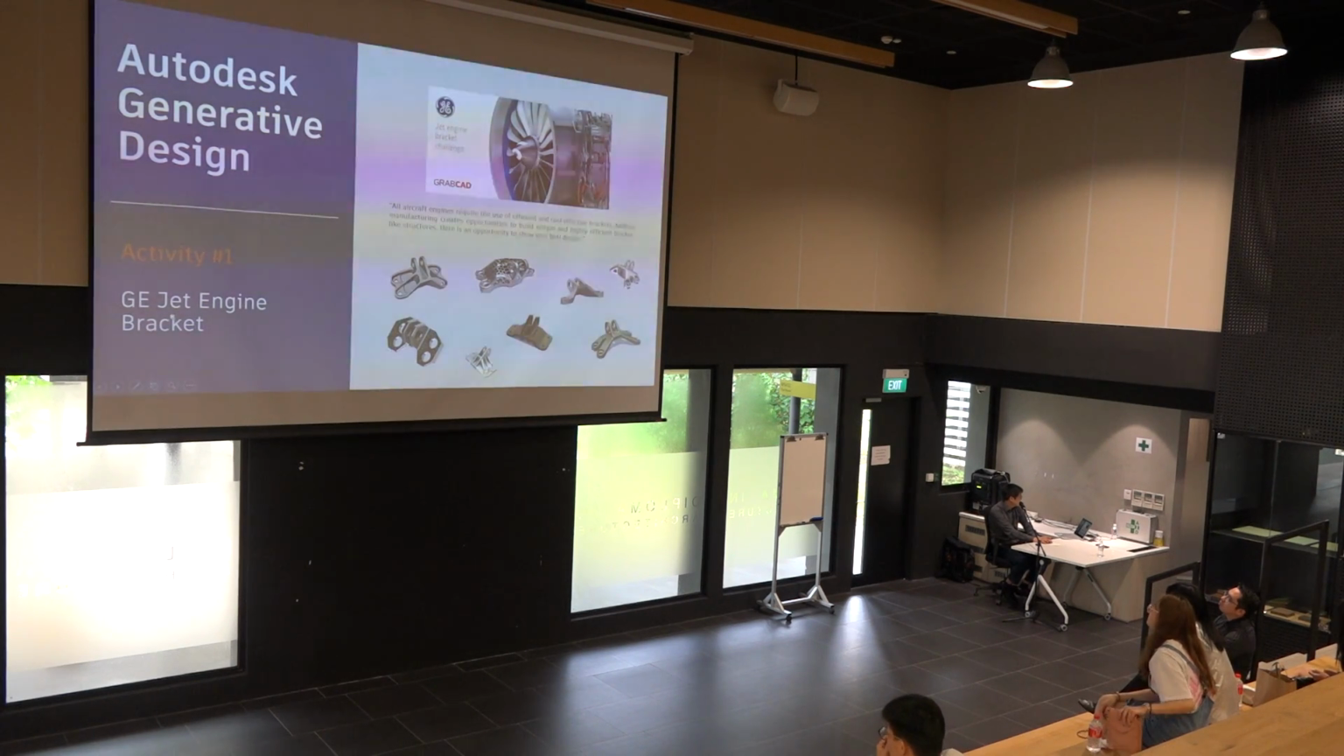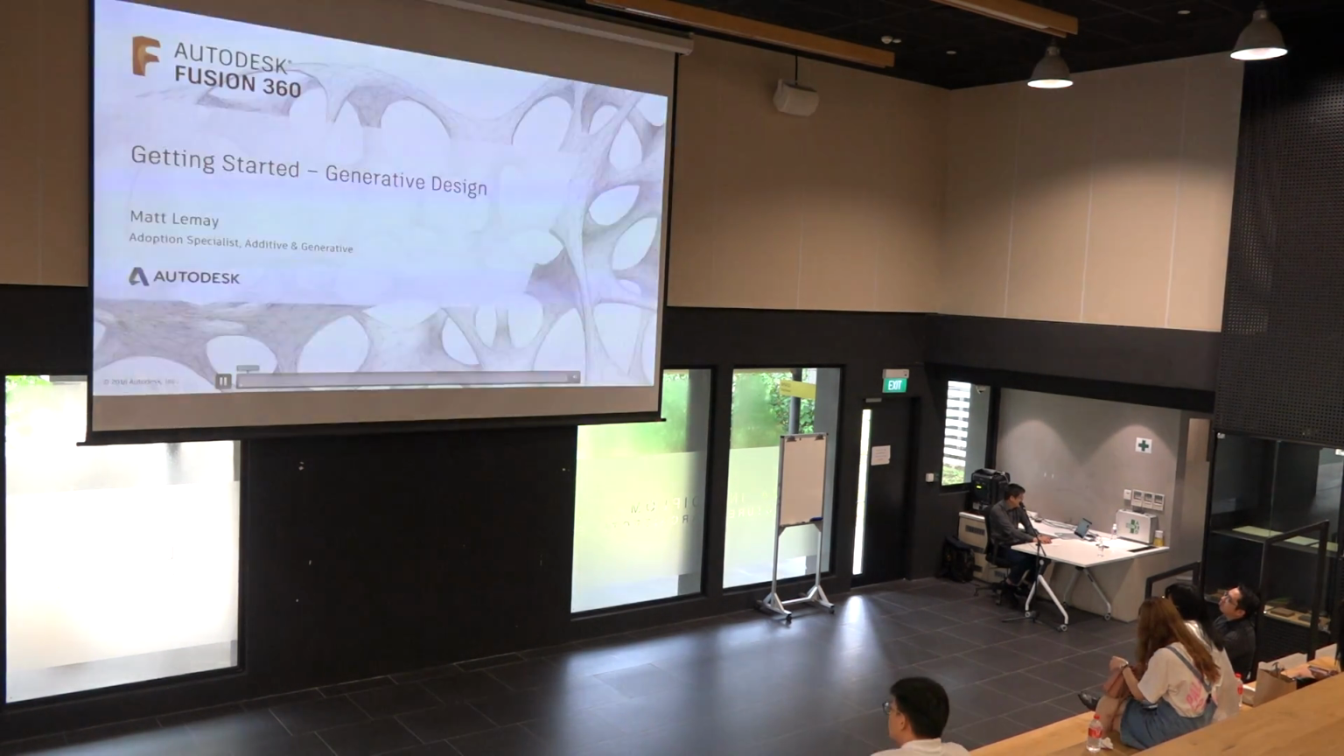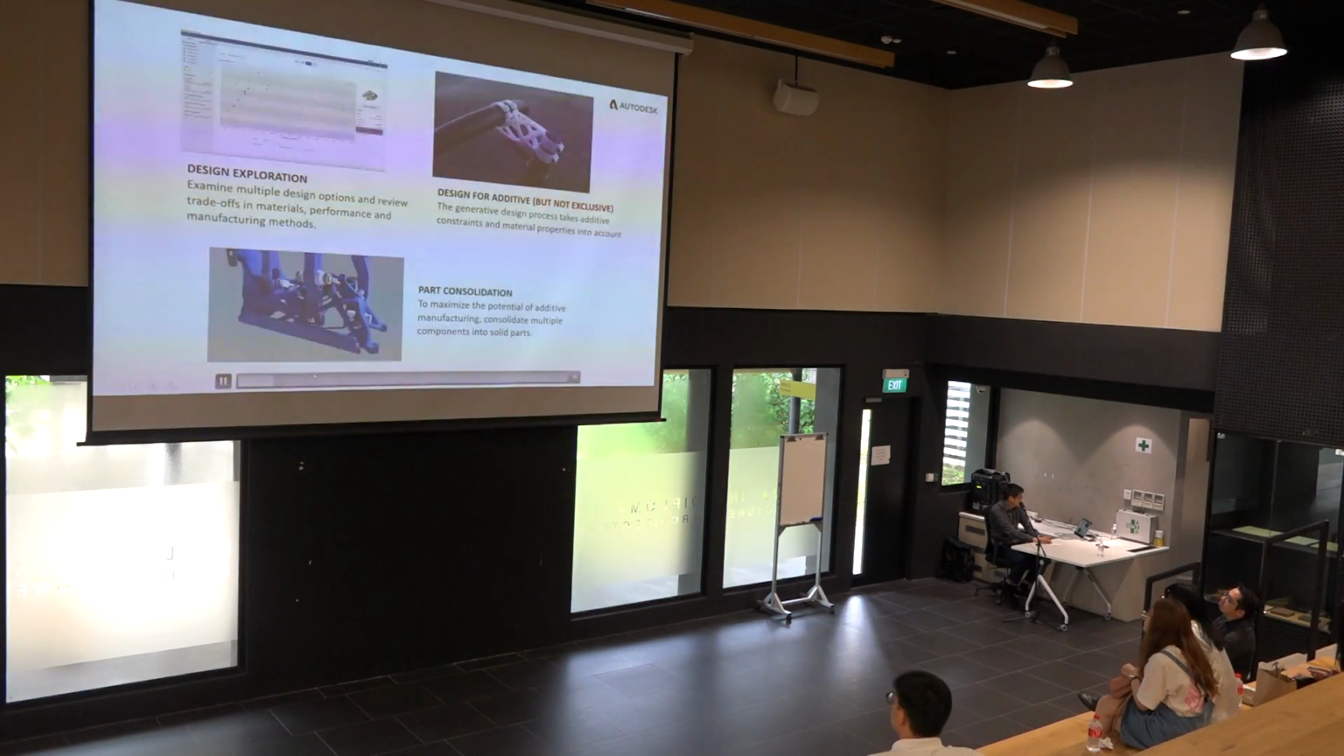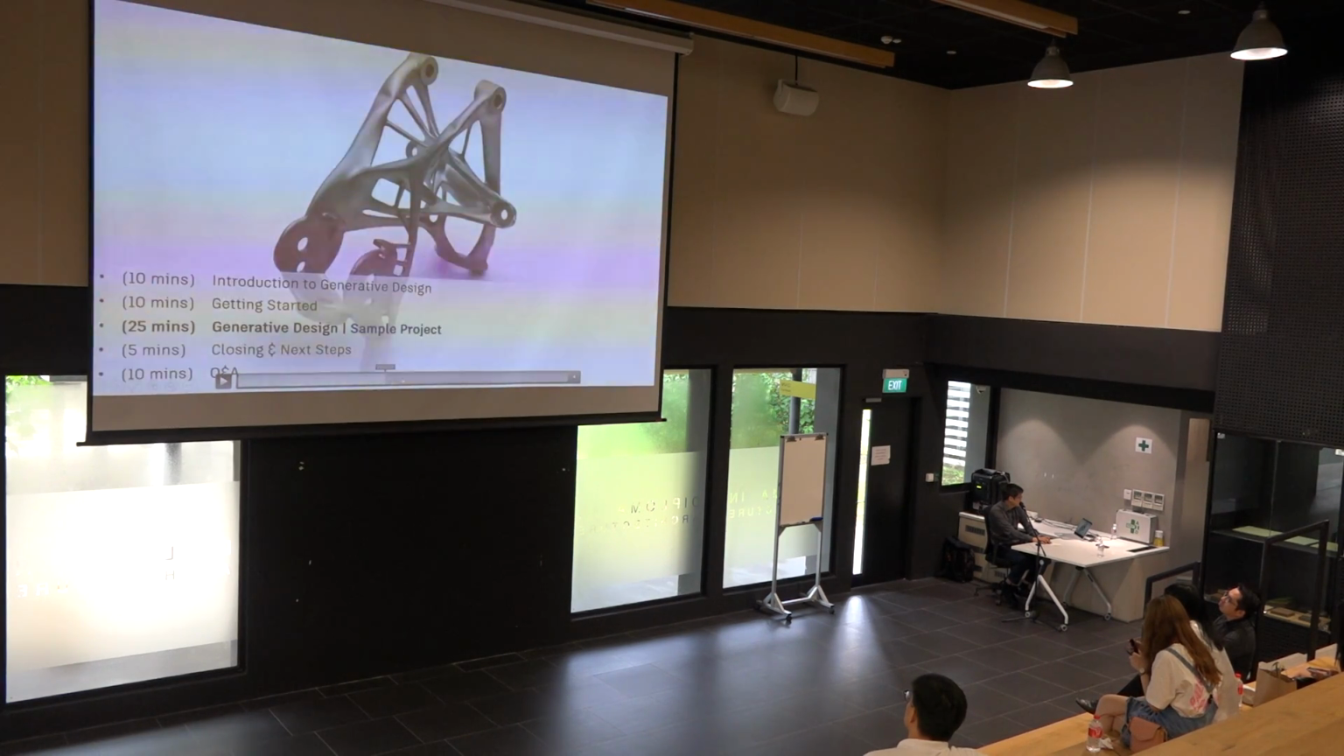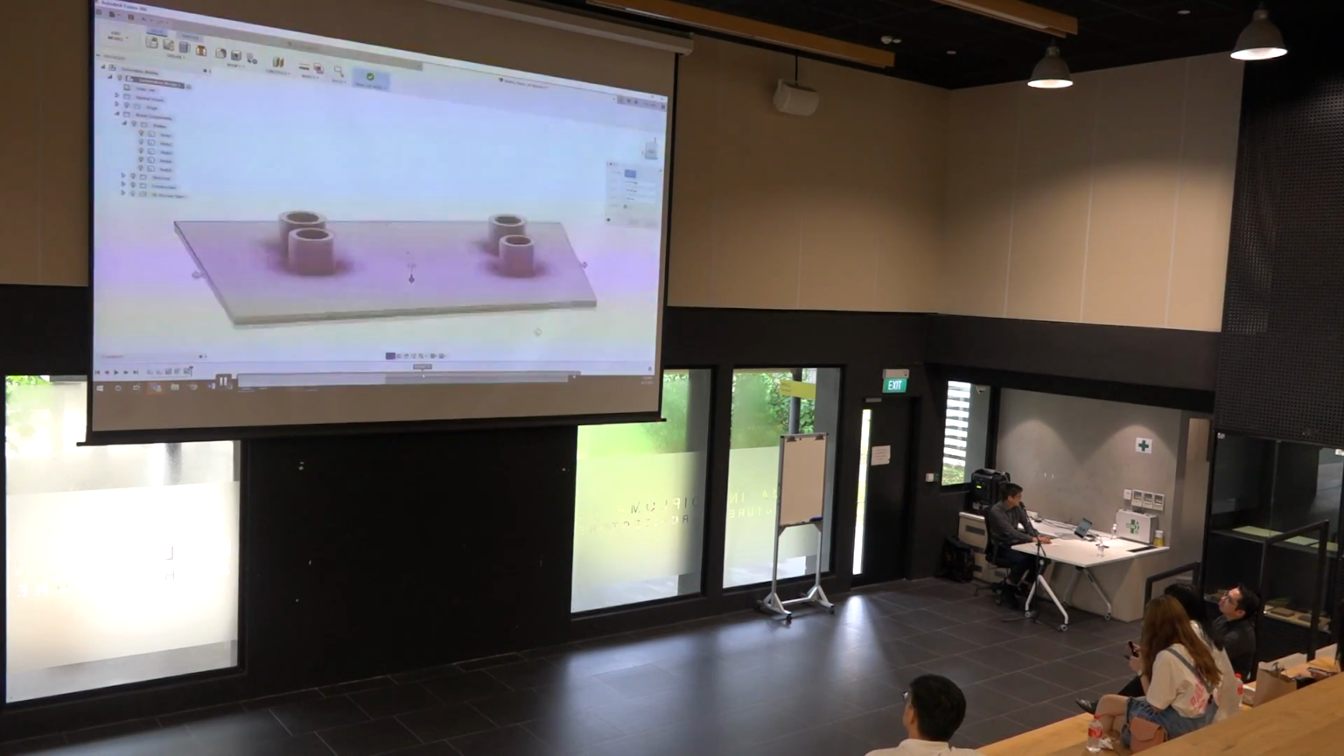General Electric's jet engine brackets, right? That you want to solve using generative design. So it's like a benchmark model. There is a video to explain to you step by step, okay? And I'm not going to go through that in detail. I'll just fast forward to show you the modeling, right?